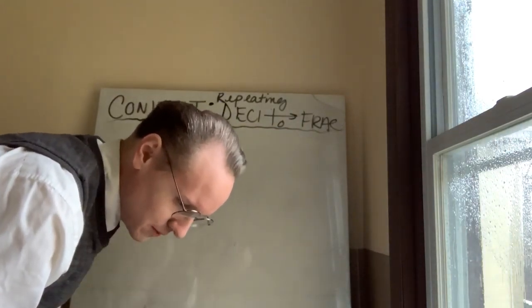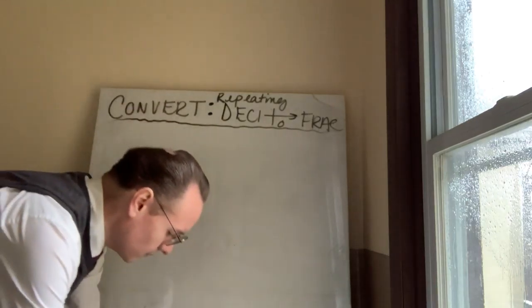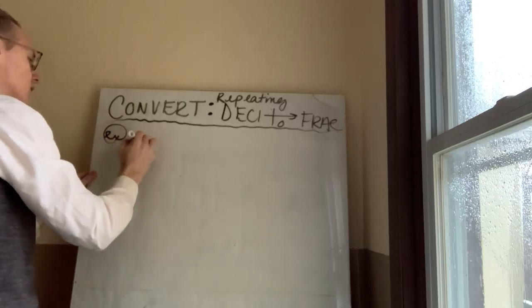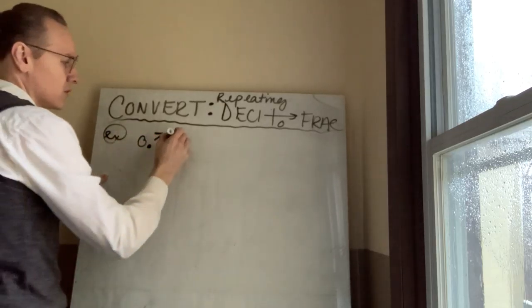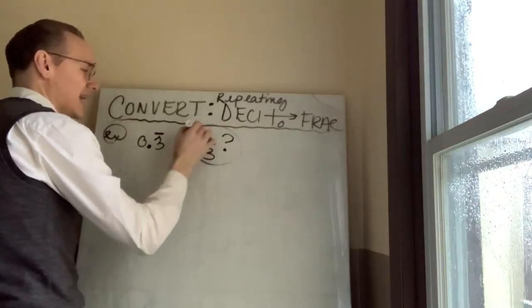If we take a familiar thing, a number like 0.3 repeating. Good to know that this is really the fraction. We know that this is 1/3 already, right? But the question is, how do you get this?